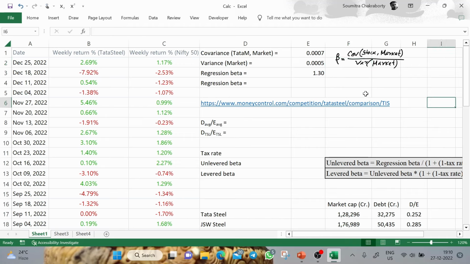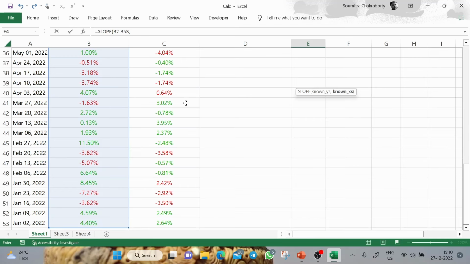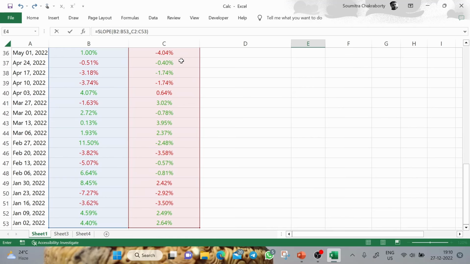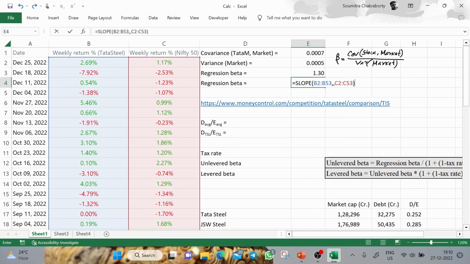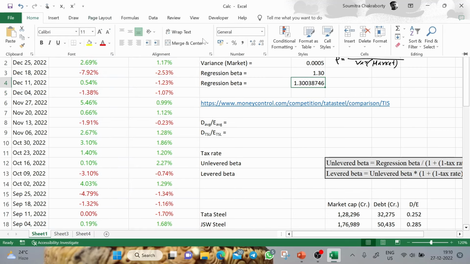Another method is calculating the slope directly. So slope coefficient, slope of y. What is y? Y is Tata Steel. That means the stock of interest is your Tata Steel, which is the y value, and the x value is the Nifty 50. So if you calculate the slope between these two, that will give you the same result. That means 1.30, which is your regression beta.